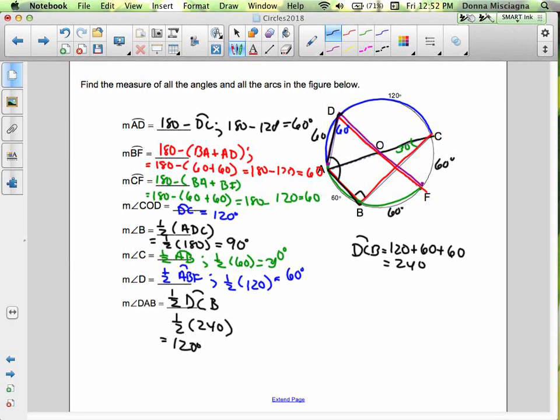And there we go. We have found all of the measurements using central angles and inscribed angles.